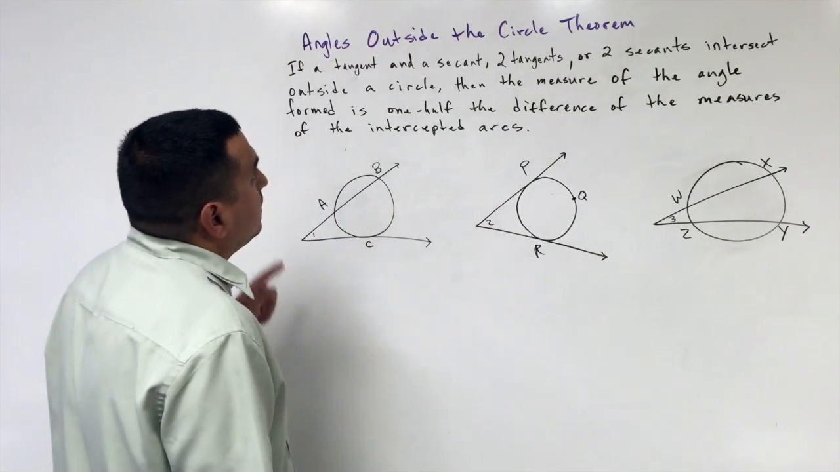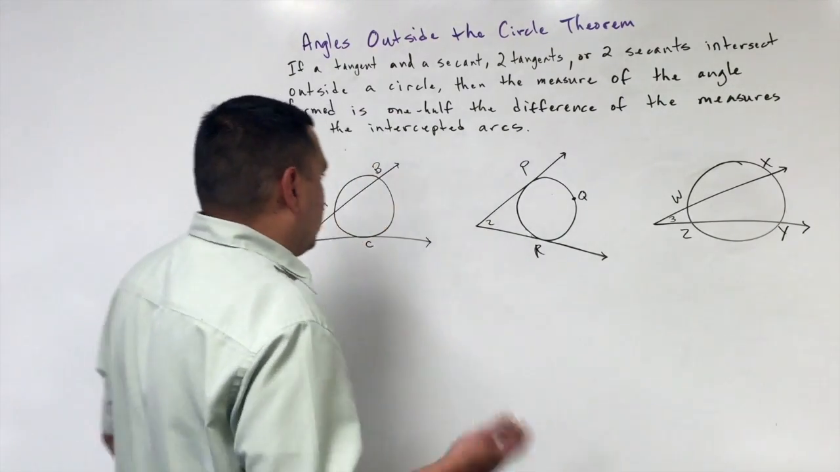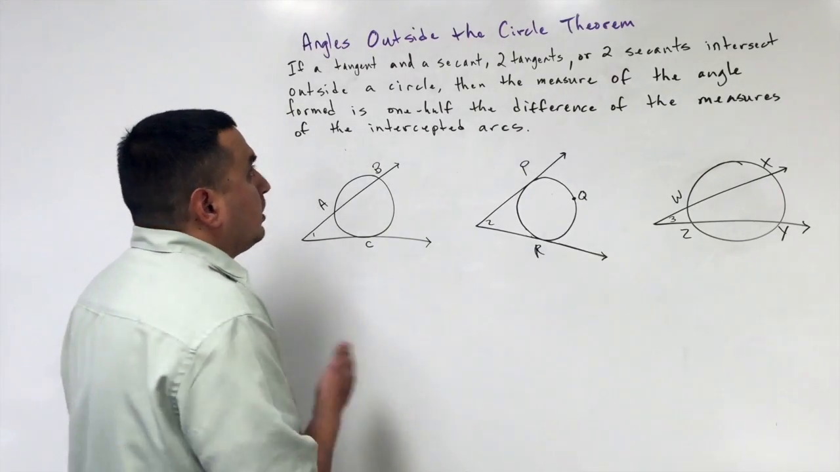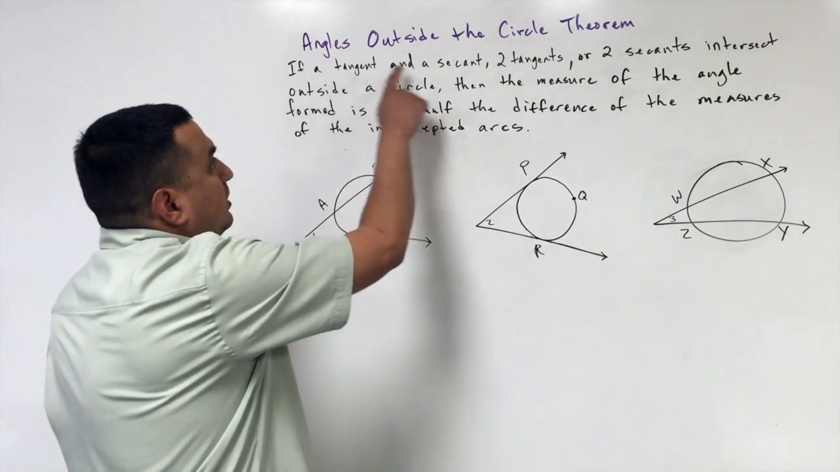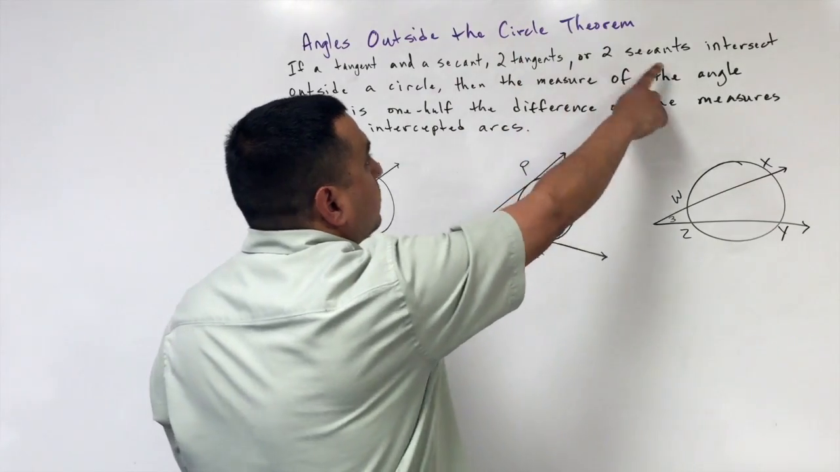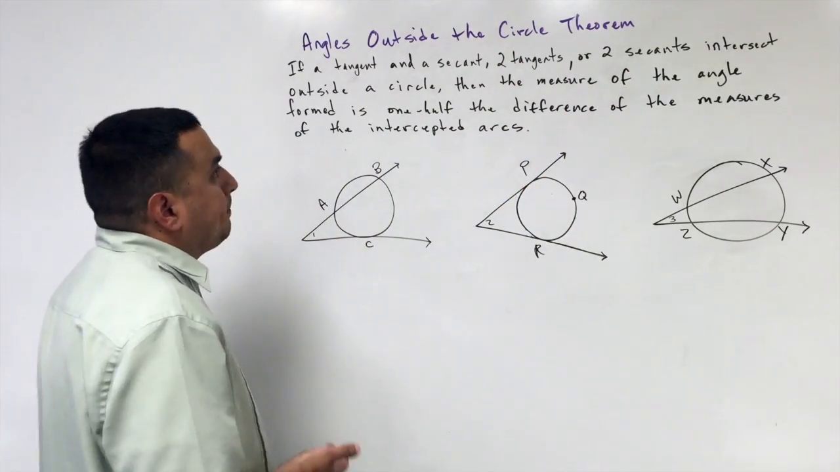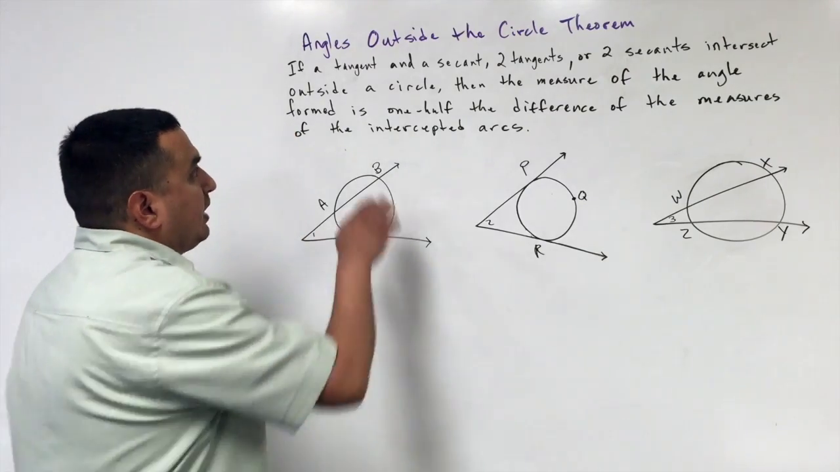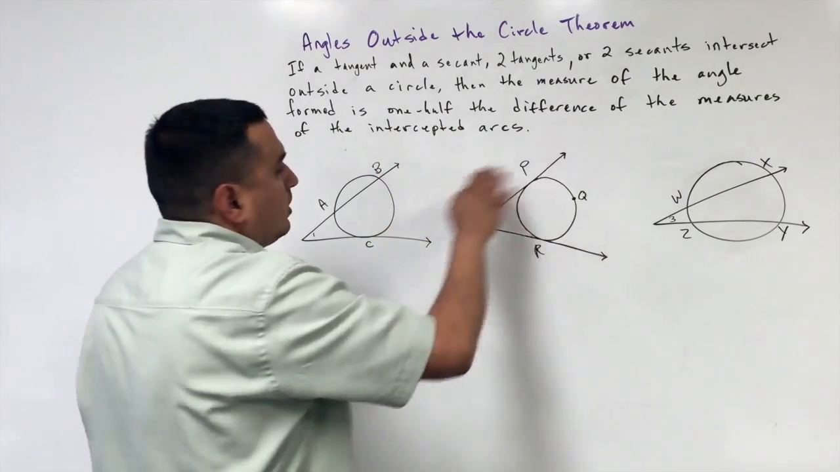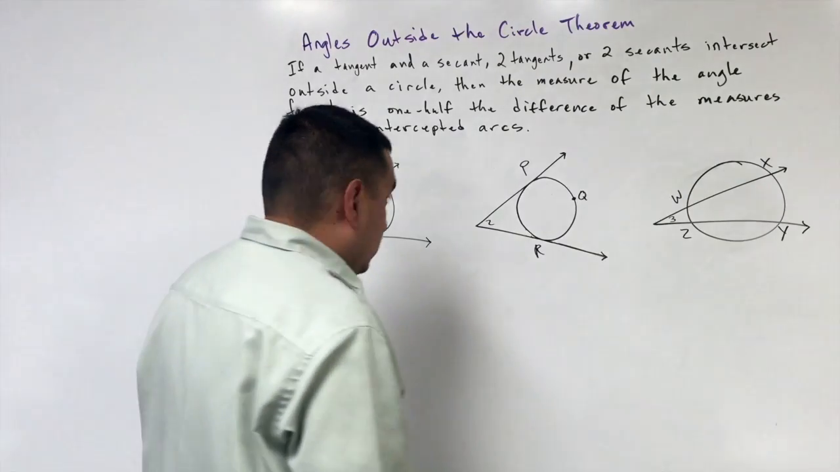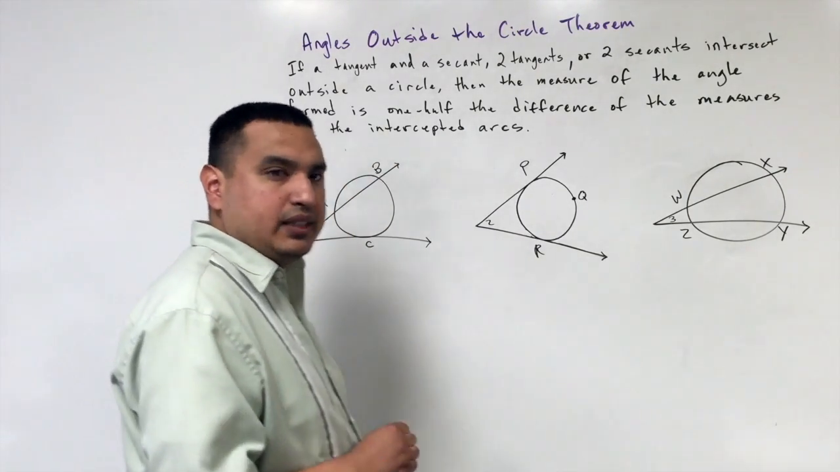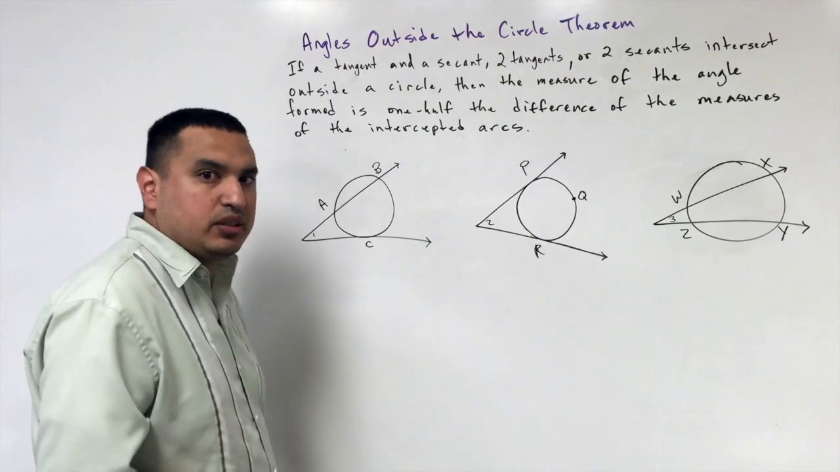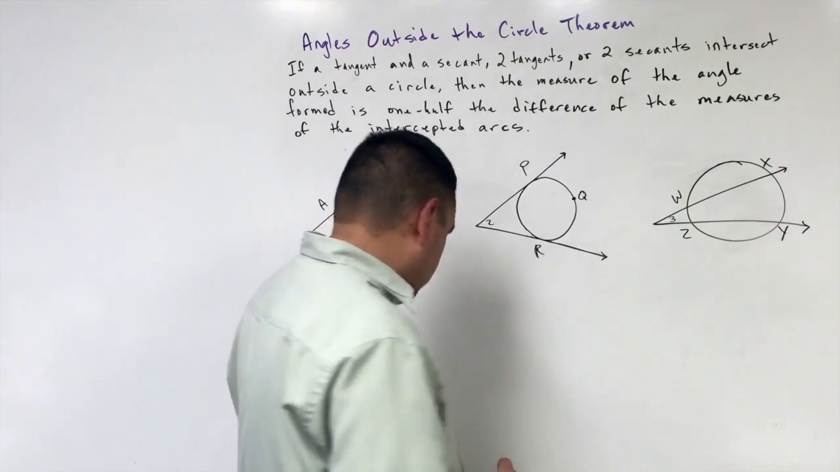On this one, for the outside one, there are some different possibilities. So we're going to look at what happens if it's a tangent and secant, 2 tangents, or 2 secants. But the formulas are still the same. What's going to happen is that we take 1/2 the difference of the intercepted arcs. So if it's on the inside, we add them. If it's on the outside, we subtract the intercepted arcs.